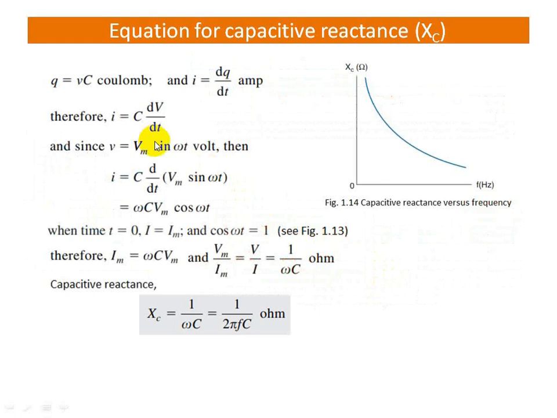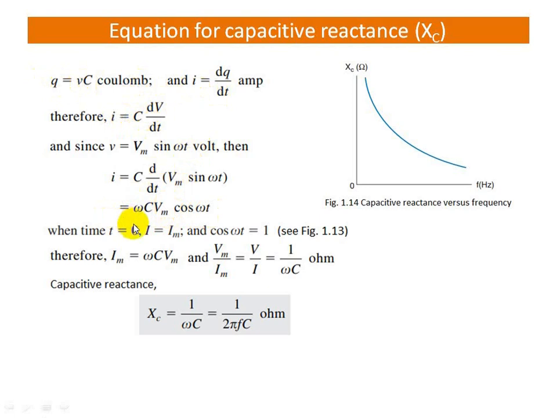Let us see how to get the equation for Xc. Xc is 1 by omega c, that is 1 by 2 pi f into c, where f is the supply frequency. Here we can write charge as Q equal to C into V. If we differentiate with respect to t, we get dq by dt equal to C into dv by dt. C is the constant, and dq by dt is current. So I is equal to C into dv by dt. V is Vm sin omega t. Differentiating with respect to t, you get omega C Vm cos omega t.